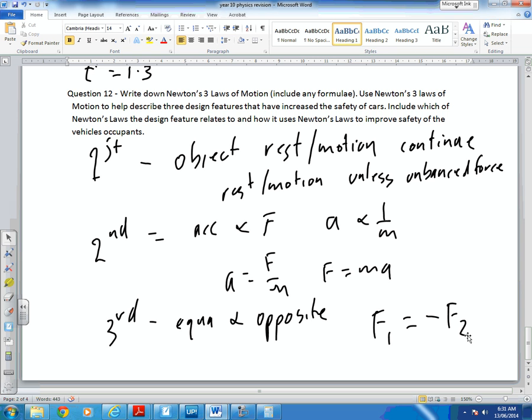So design features, so we're talking things like seat belts, airbags, crumple zones, etc. And you can go infinite with that. So you need to write down Newton's three laws. So you need to describe three features. So 3 features there about that. Okay. Thank you.